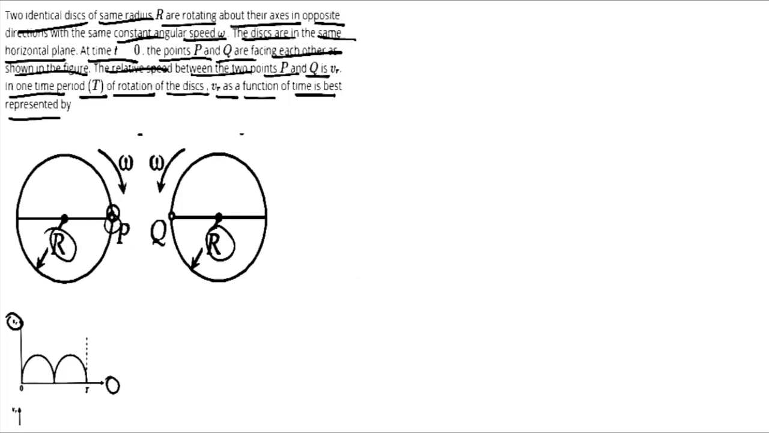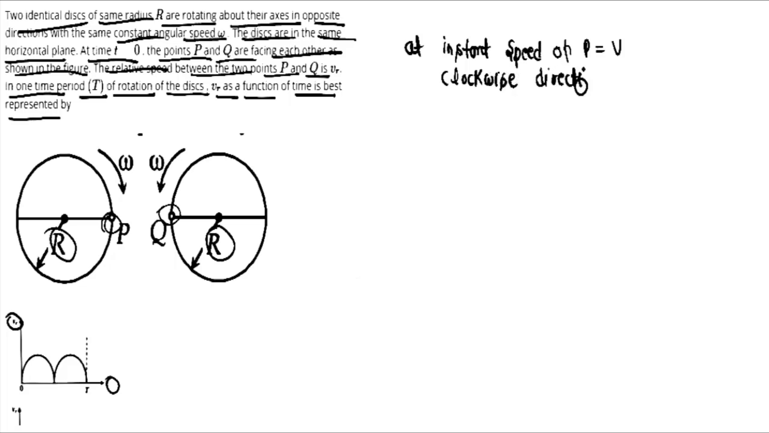This point is considered as P and this is Q. At an instant of time t, the speed of P is v, going in the clockwise direction, and the speed of Q is v, going in the anti-clockwise direction.